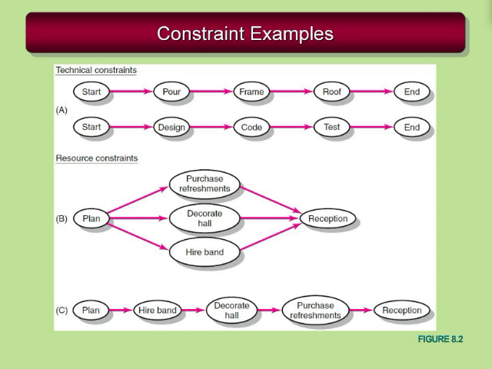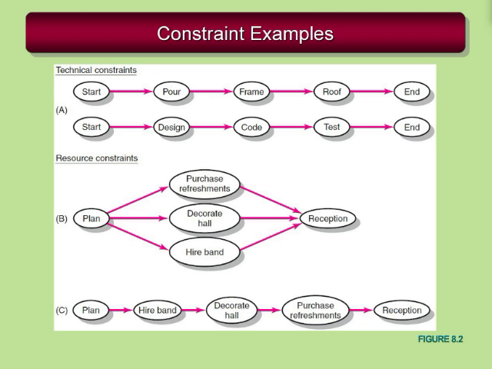Here are some examples of technical and resource constraints in the top two processes. The first one seems to be building some sort of a building. You won't put a roof on until the frame is up. We won't put the frame in until we've poured the foundation. I think those are pretty logical technical constraints. The second one is maybe some sort of a software project where you won't test the software till you've coded the software. You won't actually write your code till you actually design what the software is going to do.